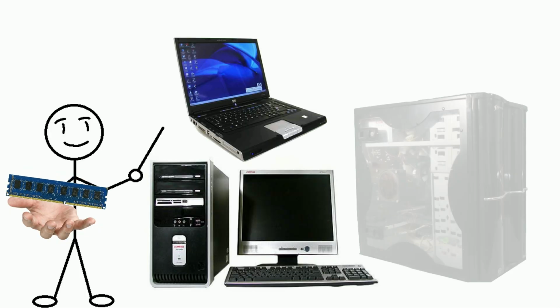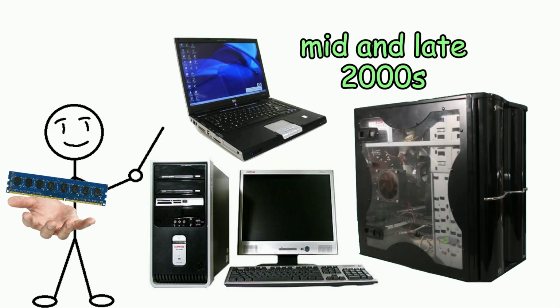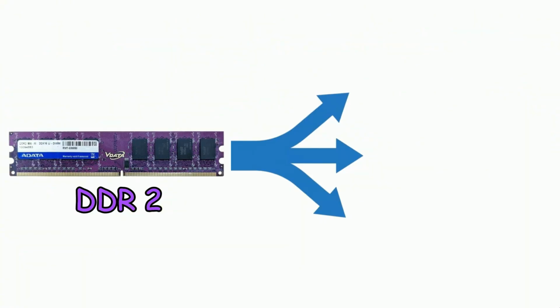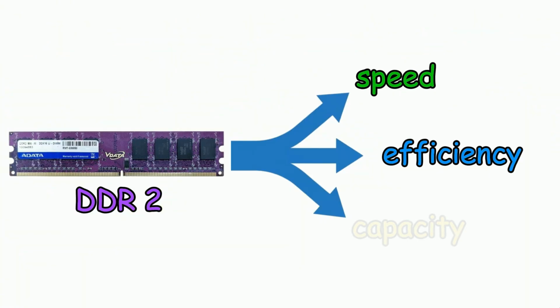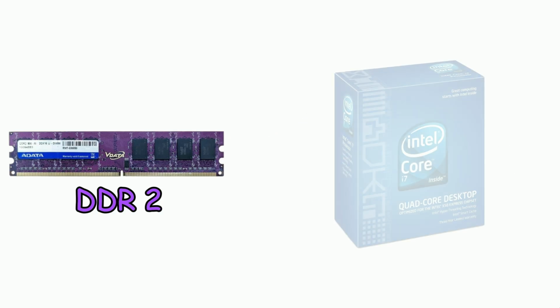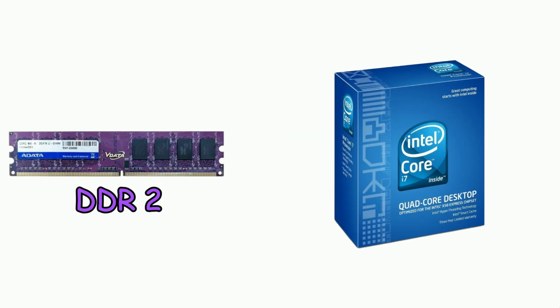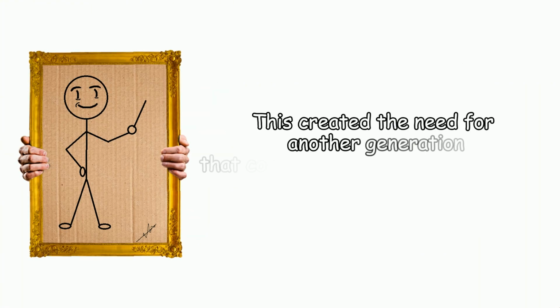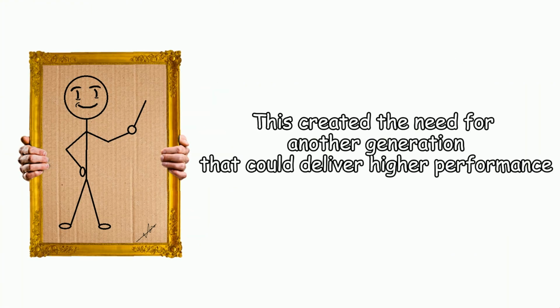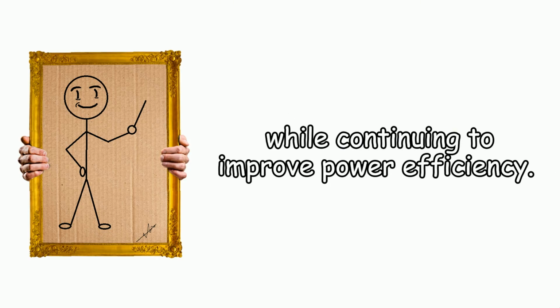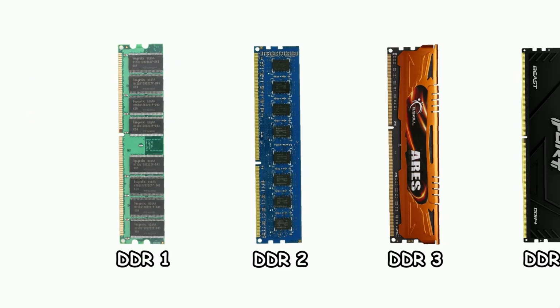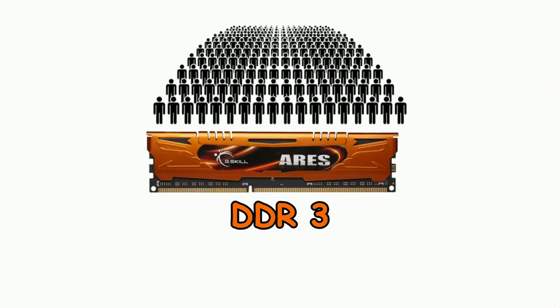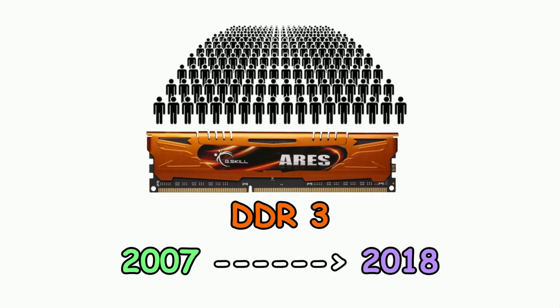DDR2 became common in desktop computers, laptops, and gaming PCs throughout the mid and late 2000s. It offered a clear improvement over DDR1 in speed, efficiency, and capacity. However, as processors became faster, even DDR2 eventually struggled to provide enough bandwidth. This created the need for another generation that could deliver higher performance while continuing to improve power efficiency. That generation was DDR3. DDR3 became widely used around the late 2000s and remained popular for many years.